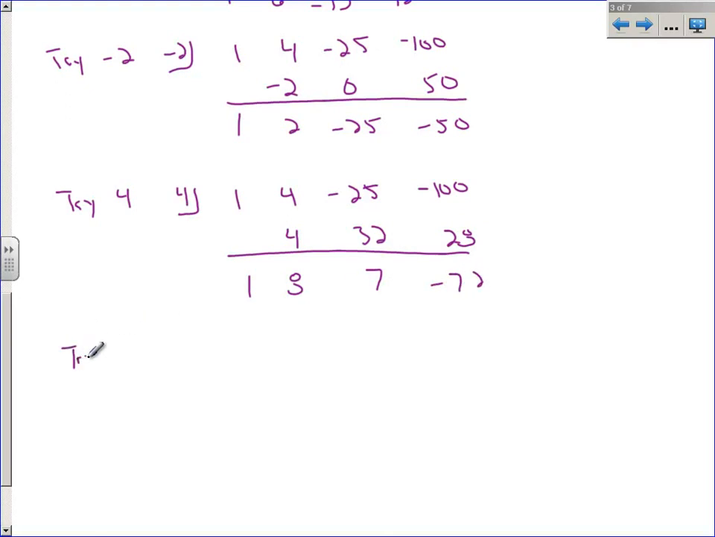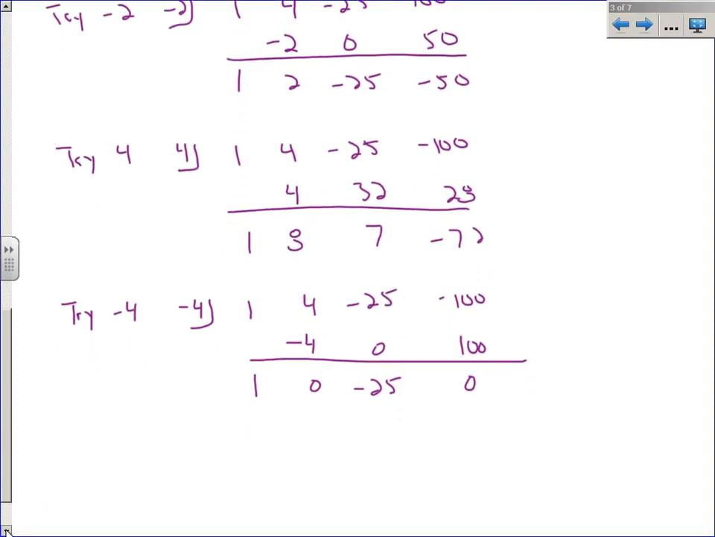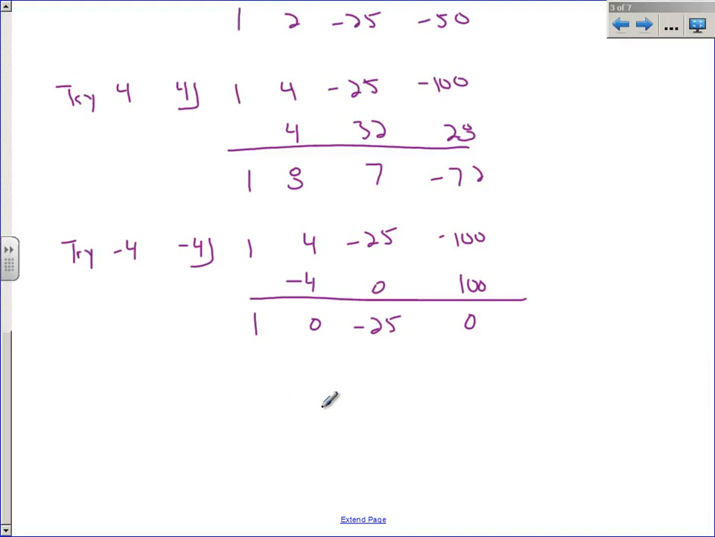Let's try negative 4. Multiply, add. Multiply, add. Multiply. Thank goodness we have finally found one. We found a root because the remainder was 0, which means that we can now factor this down further.